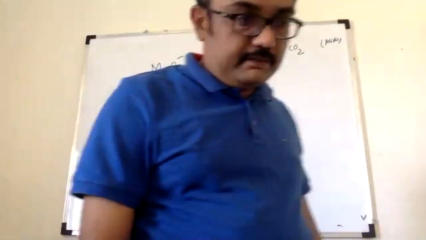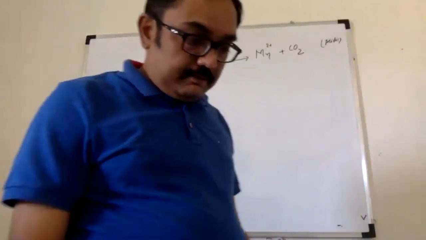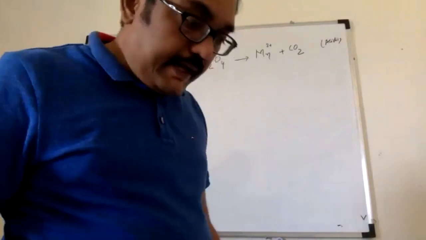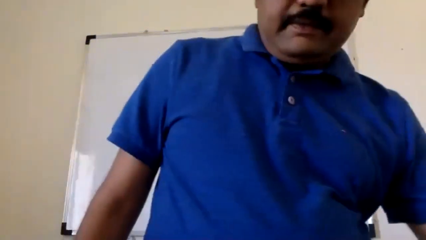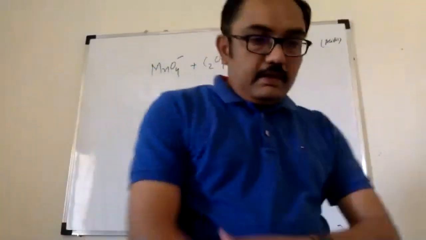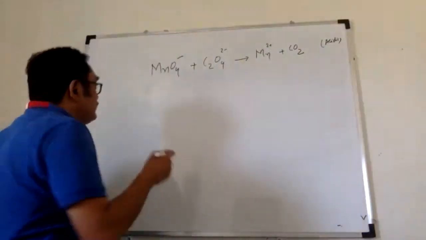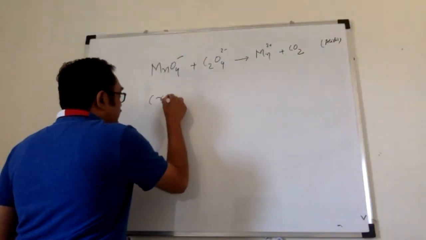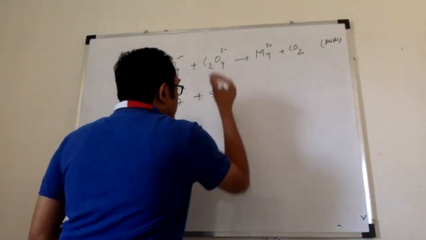Write down the second question. The second question is dichromate reacts with sulfide ion. I'm writing that equation on the board.